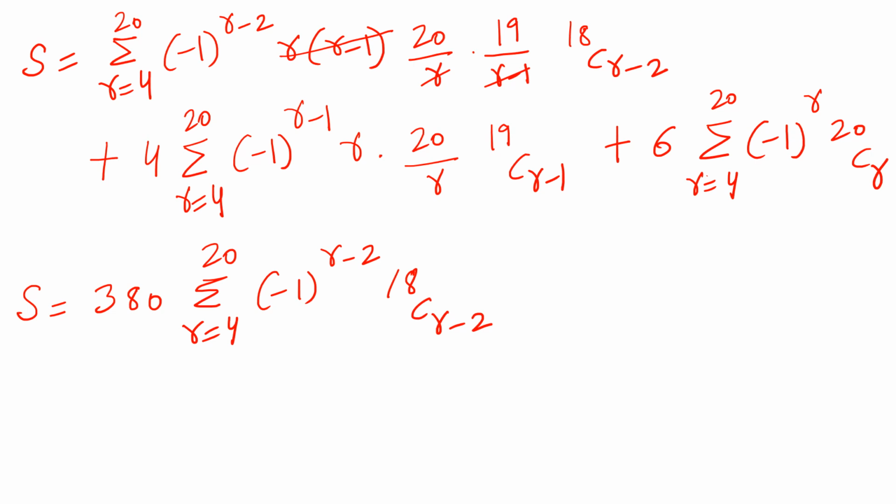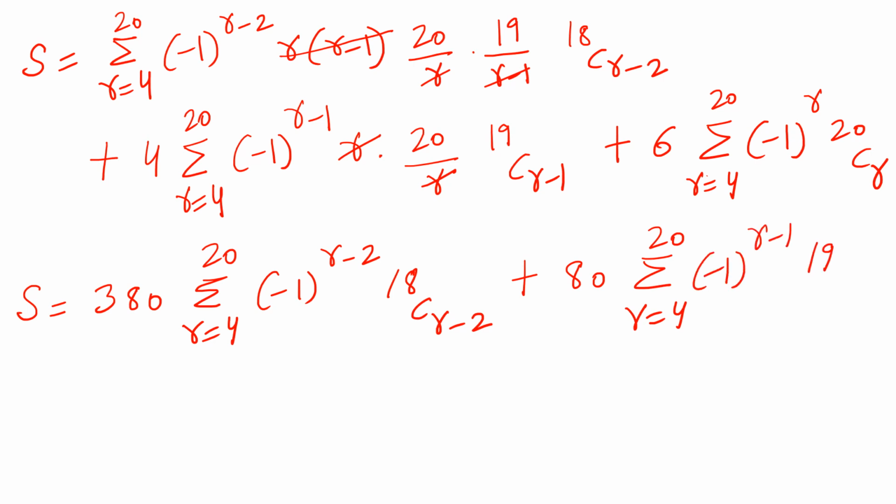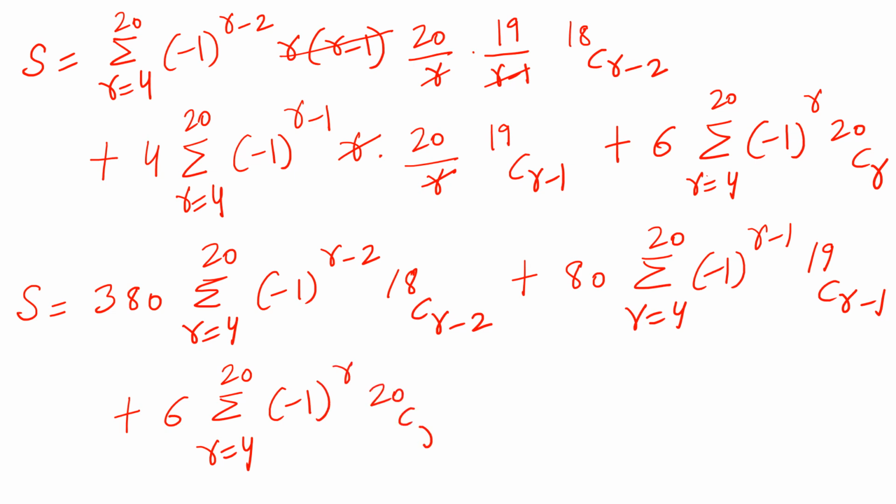And 20 will come common from the second summation and r will get cancelled. So this becomes plus 80 into summation r varying from 4 to 20 minus 1 to the power r minus 1 19CR. And the third summation is plus 6 into summation r varying from 4 to 20 minus 1 to the power r into 20CR. Now students, we move further.